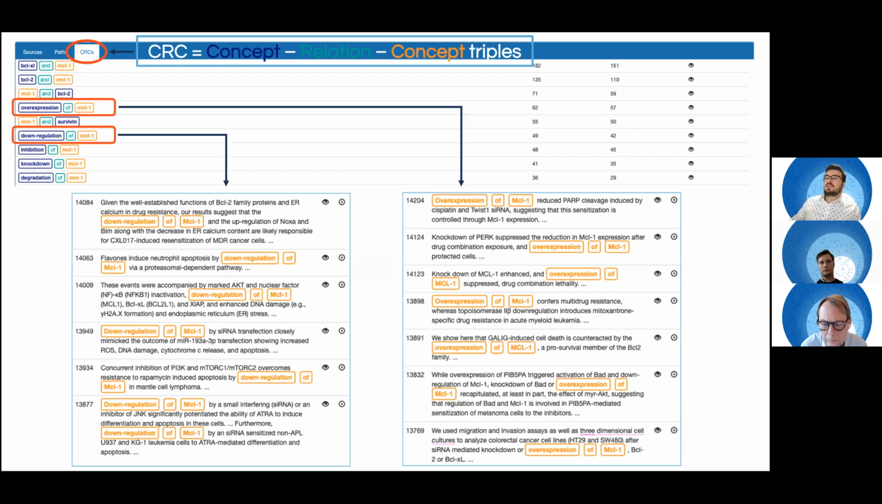And the concept-relationship-concept structure is a very important way of doing this kind of analysis. For example, in the context of differential analysis, you want to look at what is the effect of overexpression or underexpression. And so basically, if you capture here either overexpression or downregulation of MCL1, you get different kinds of contexts which are different and which are important to differentiate if you want to perform your analysis.